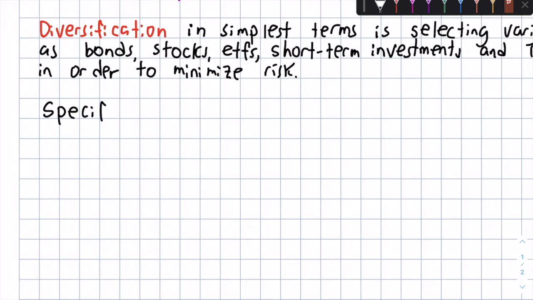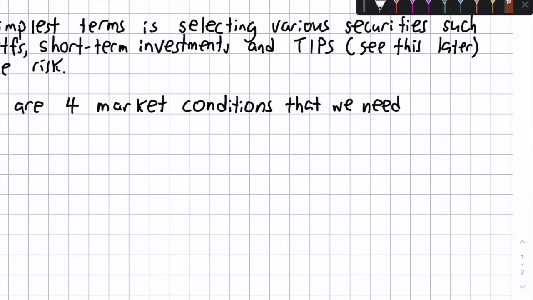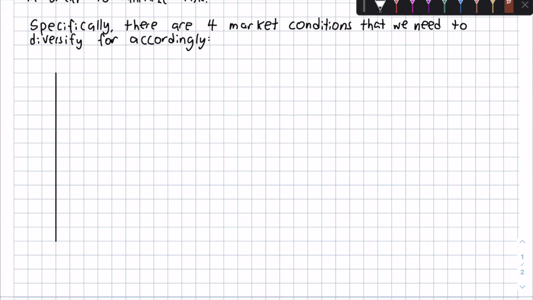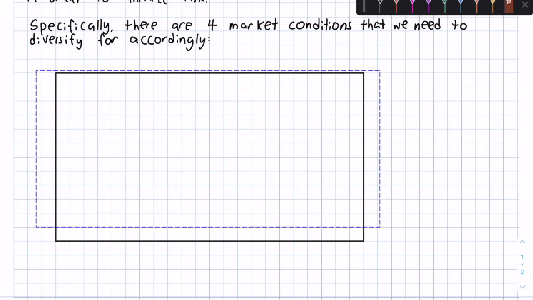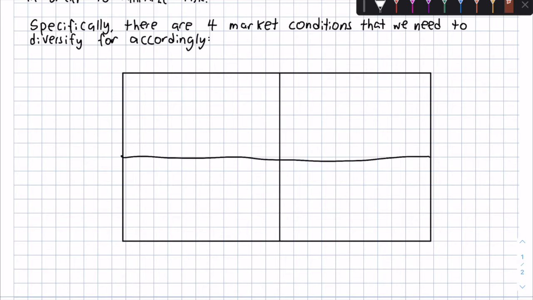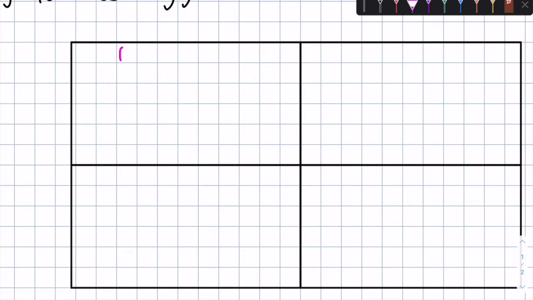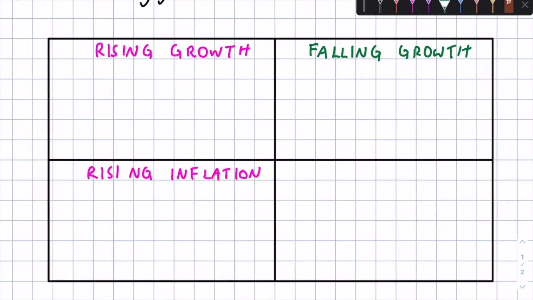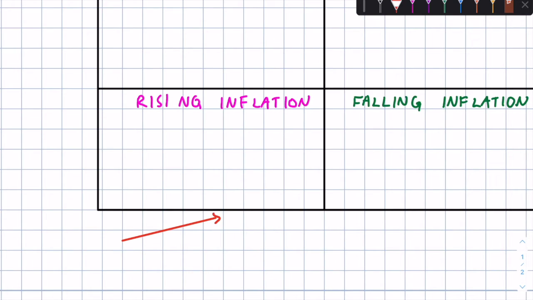There are 4 specific market conditions that we need to diversify for accordingly. I'll make a little diagram here to make it simpler to follow. The 4 that we're going to be talking about include rising growth, or an expansion in the economy; rising inflation, which is an increase in printed money; falling growth, like a fall in GDP; and falling inflation, also known as deflation. And right now we're actually in a rising inflation period with COVID-19.